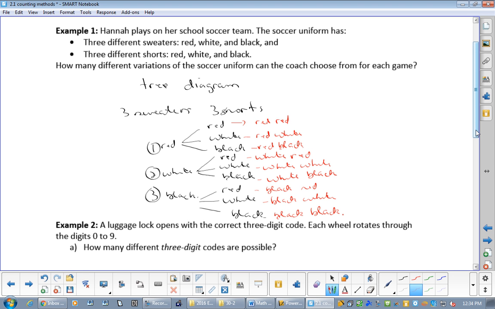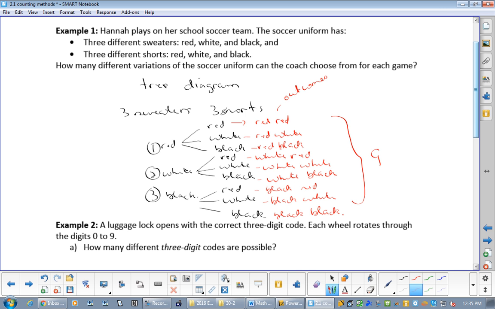Now, all of those are unique, right? There isn't two of the same combination up there. So how many different combinations can we have? There's nine. So that is your tree diagram, and these are all the outcomes.